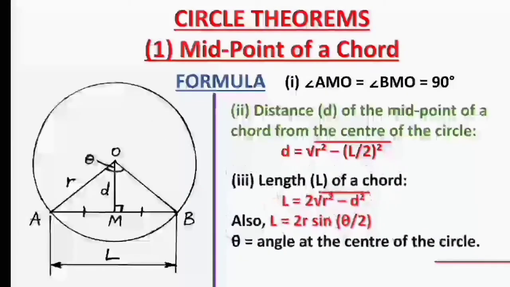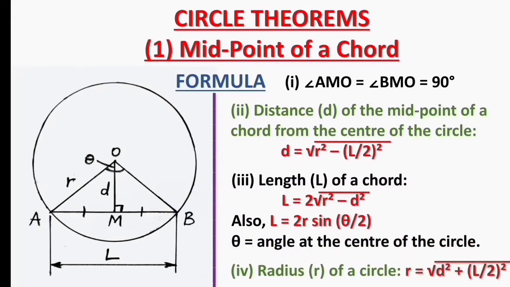Number 3, the formula for the length of a chord. We have two formulas here. The first is L equal to 2 times the square root of R squared minus D squared. Also, we have another formula for the length of the chord, L equal to 2R sine theta divided by 2. Here theta represents the angle at the center of the circle.